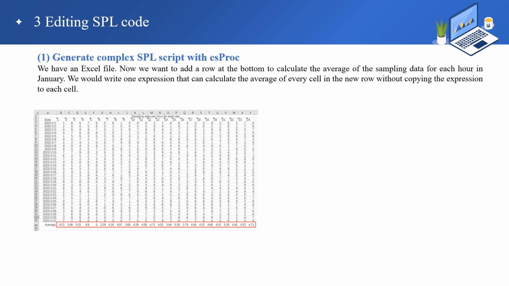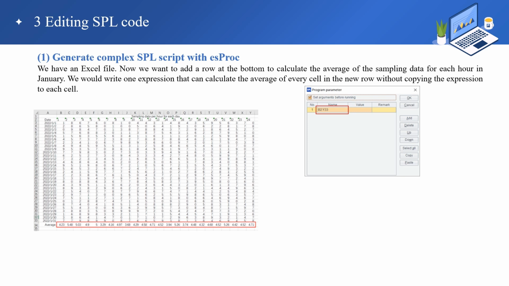We have an Excel file. Now we want to add a row at the bottom to calculate the average of the sampling data for each hour in January. We would write one expression that can calculate the average of every cell in the new row without copying the expression to each cell. The calculation result is shown in the figure. In this example, it needs to take B2 to Y33 as the parameter. Open the SPROC and define the parameter. Note that the parameter name here must be B2:Y33, which is the same as the parameter passed from Excel.